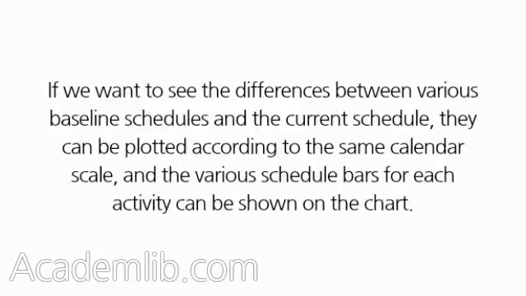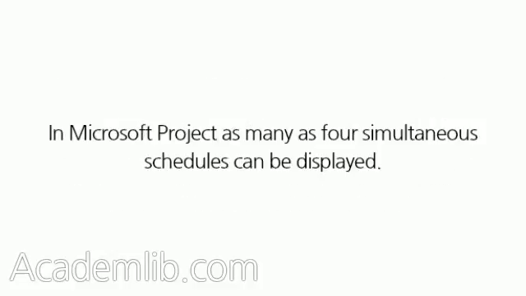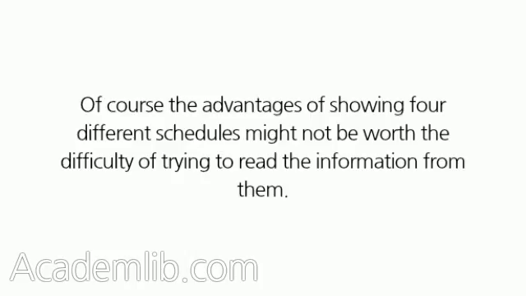If we want to see the differences between various baseline schedules and the current schedule, they can be plotted according to the same calendar scale, and the various schedule bars for each activity can be shown on the chart. In Microsoft Project, as many as 4 simultaneous schedules can be displayed. Of course, the advantages of showing 4 different schedules might not be worth the difficulty of trying to read the information from them.